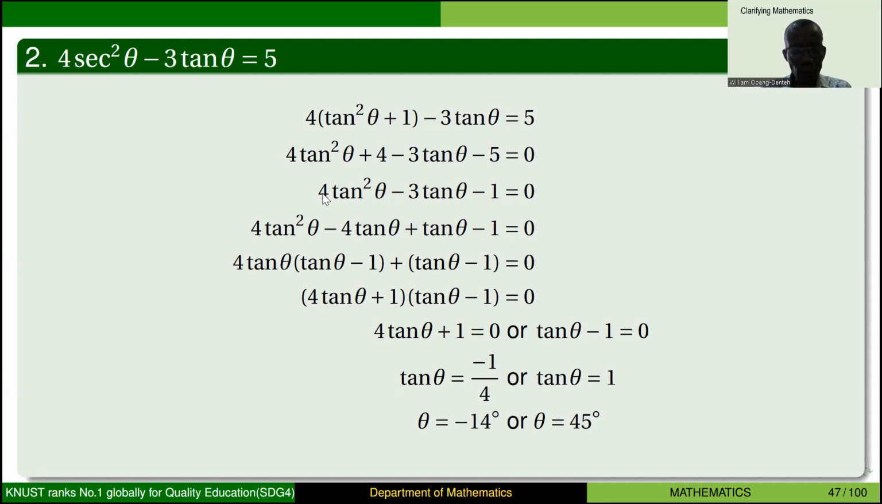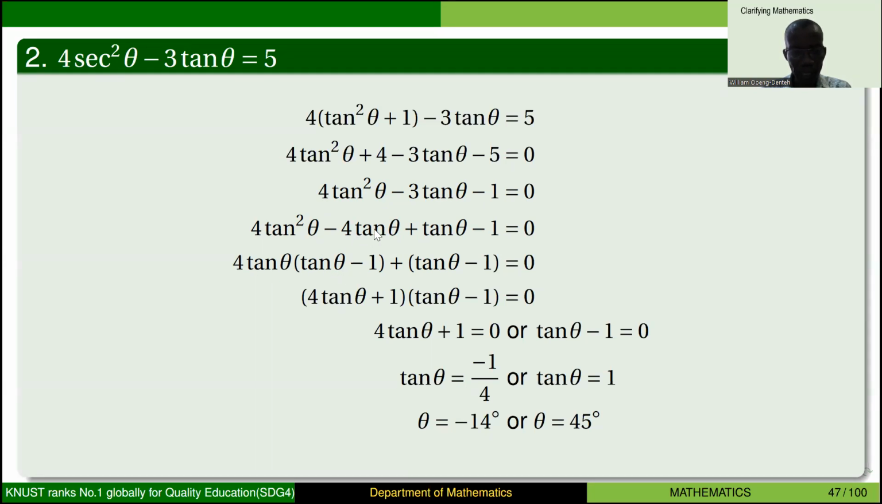This one we can look at it. 4 times negative 1 gives us negative 4, and then we can find 2 factors that will multiply to give us that value, and then when we add, we get negative 3. So that will be negative 4 and then positive 1. So we can split this, and then we get this. Okay, so from this, tan is common, so we can bring 4 tan out.